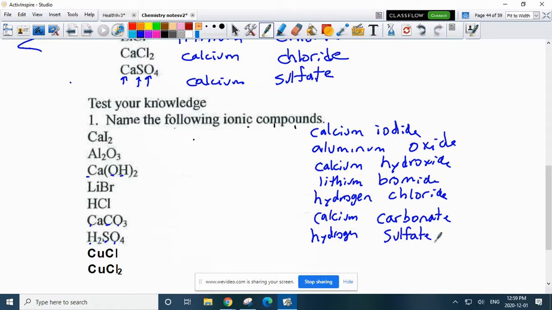CuCl and CuCl2. Well, the first one is copper 1 chloride. The second one is copper 2 chloride. Okay, because there's 2 versions of copper. So if you've ever wondered why I said copper 2 sulfate or cobalt 2 chloride, it's because there's 2 different versions of it. And I'll teach you how to pick out which one it is.